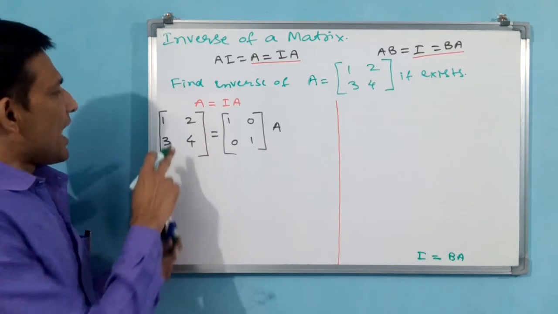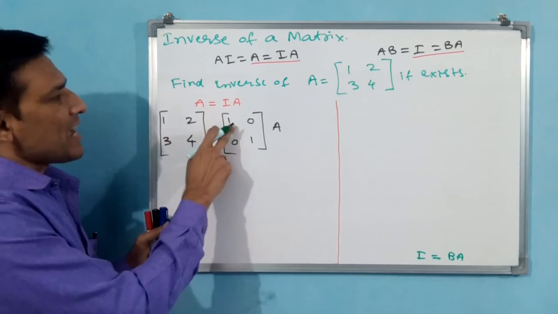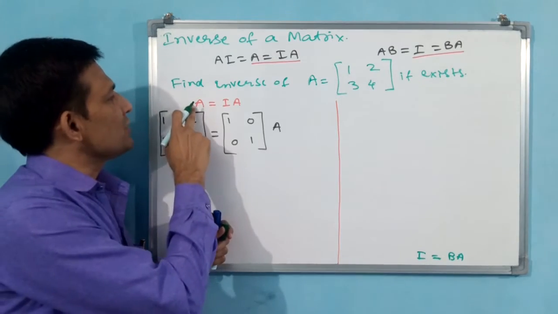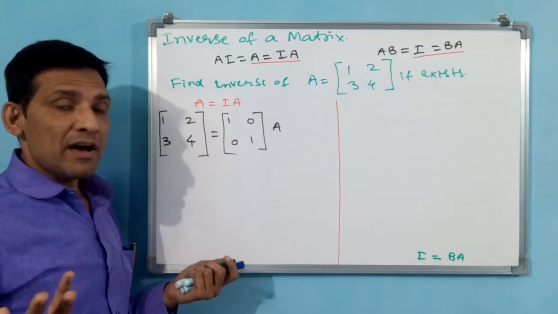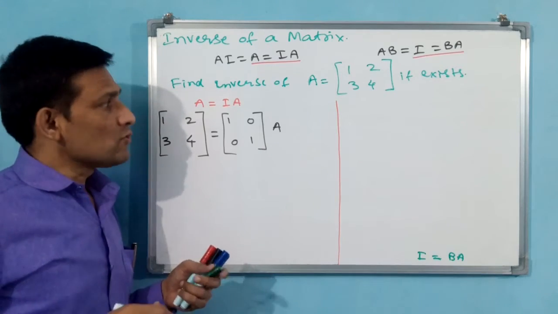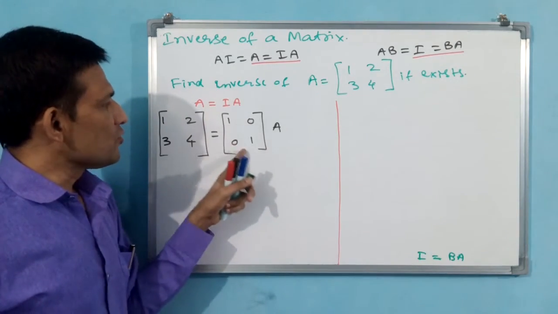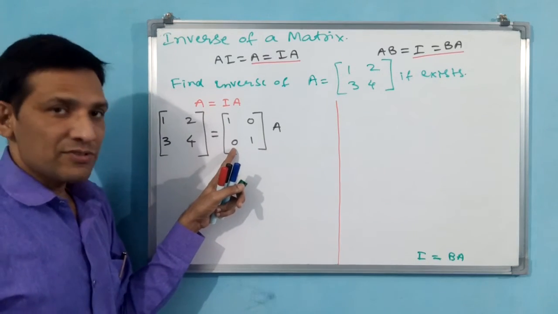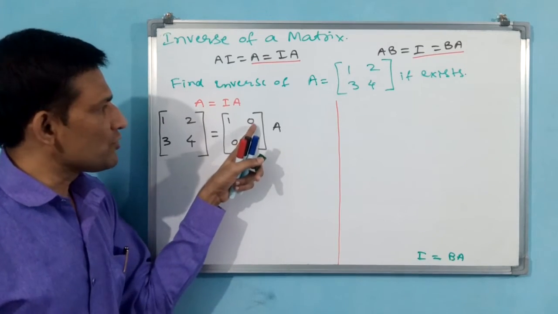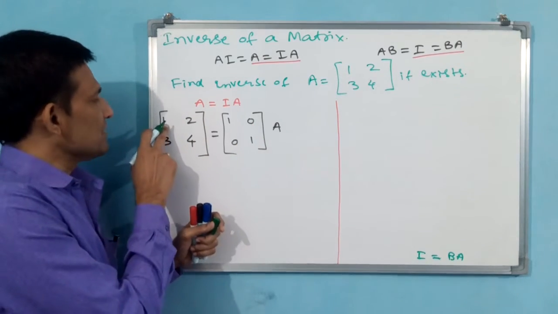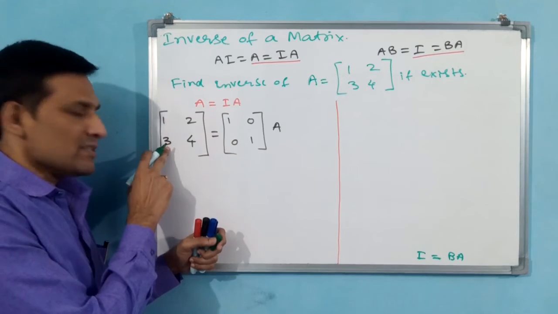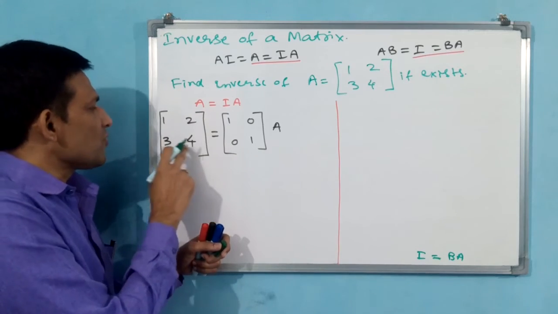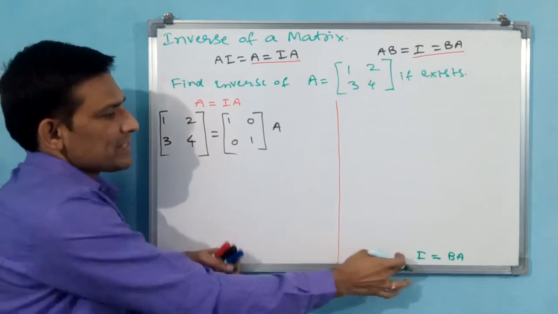Now you see, I want to change this A to I. But within one operation I am not able to change. For making I, which is 1, 0, 0, 1, first I am going to change this as 1, then this as 0, then this as 1, then this as 0. That means first this is 1, already 1 is there. Then I change this as 0, then this as 1, then this as 0. 1, 0, 1, 0. Then the identity matrix I will come.